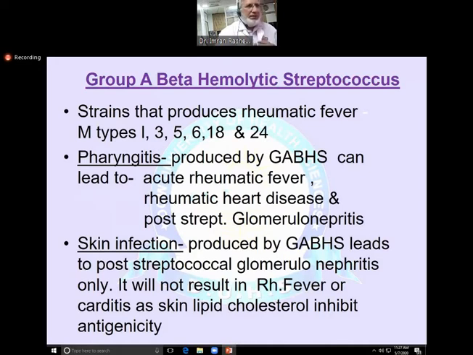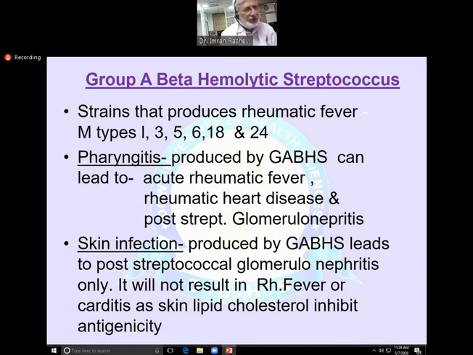Now, there are group A beta hemolytic streptococcal strains that produce rheumatic fever: M type 1, 3, 5, 6, 18, and 24. These are the serotypes that result in rheumatic fever. Pharyngitis produced by group A beta hemolytic streptococci can lead to acute rheumatic fever, rheumatic heart disease, and post-streptococcal glomerulonephritis, meaning that those strains that result in pharyngitis may later result in acute rheumatic fever, rheumatic heart disease, or post-streptococcal glomerulonephritis.